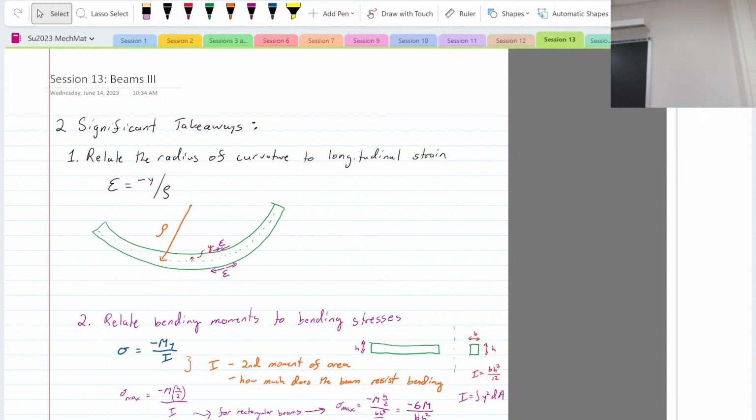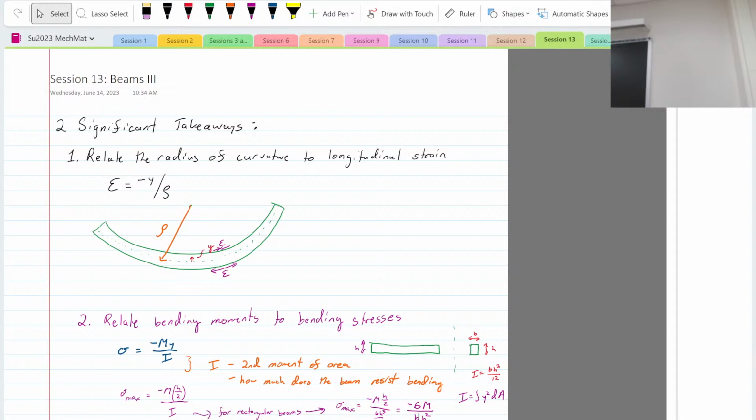Now, what Mark and I were just talking about is if your beam is bending in the opposite direction, then we actually will say that the rho is negative. So if rho is above the beam, then rho is positive. If rho is below the beam, then it's negative.